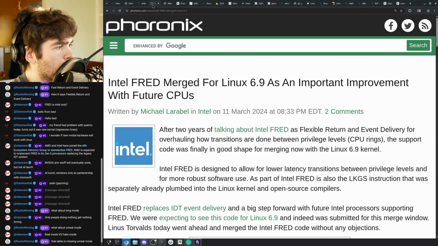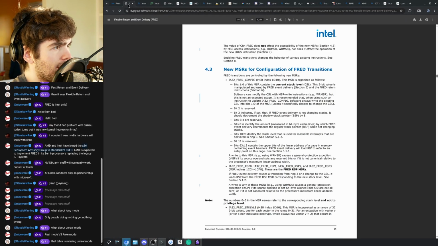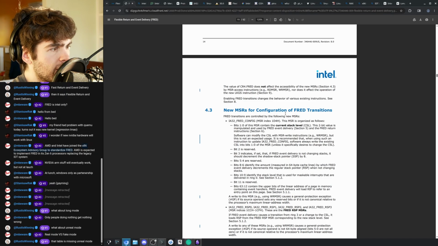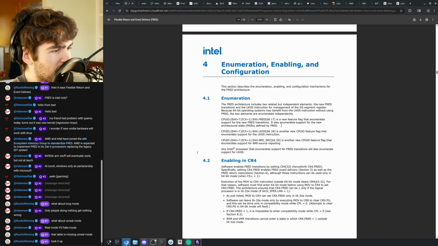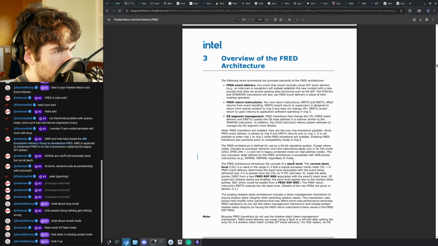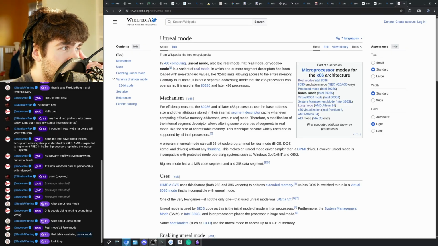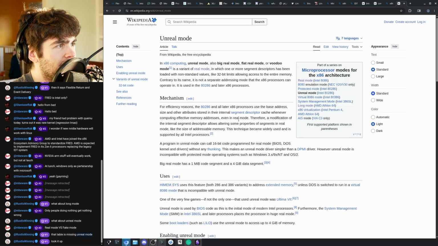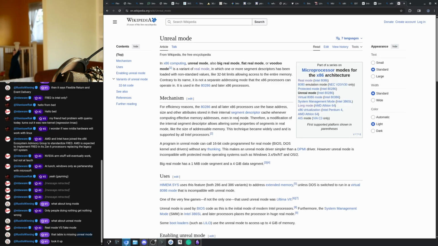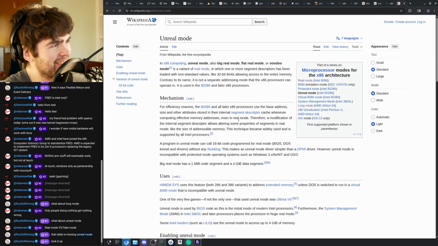Wait, there was a more complete thing I was looking at before. Can we know what the registers are? Okay, I read all this and I had no clue what it was talking about. In x86 computing, Unreal mode, also called big real mode.